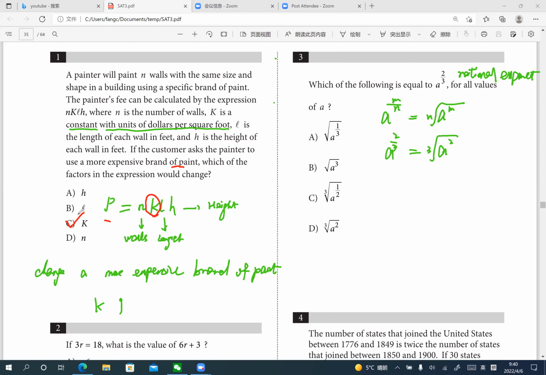Question 3, which of the following is equal to a to the power of 2/3 for all values of a? The formula for the rational exponent is a to the power of m over n equals the nth root of a to the power of m. So by using this formula, a to the power of 2/3 should be equal to the cube root of a squared. So we should choose option D, question 3.